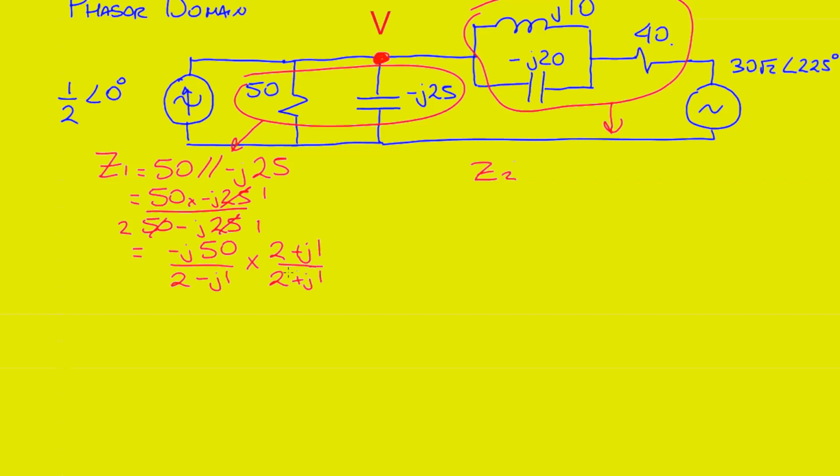When I do that multiplication, I'll have minus j50 times 2, which will give me minus j100. And when I multiply minus j times j, that gives me plus 1 times 50, which gives me 50 for the real component. When I multiply complex conjugates, I will get a strictly real number on the bottom. 2 times 2 is 4, plus 1 times 1 is 1, and 1 plus 4 gives me 5 on the bottom, so 5 out of here, leaving me 10 there and 20 there. I'm left with 10 minus j20 for Z1.